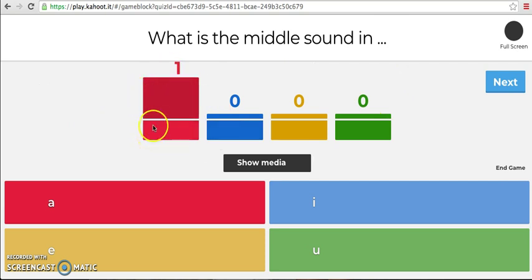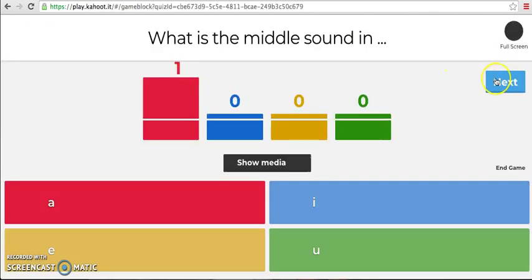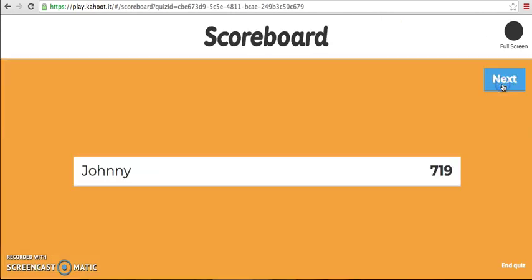who got it right. It would also show if somebody accidentally hit E. It would show that one person selected a wrong answer, E. On their screen, it's a green screen, so the students see that yes, they answered correctly. If they were to answer any other color but the red A, they would have a red X on their screen. Then we hit next and it would show the scoreboard.